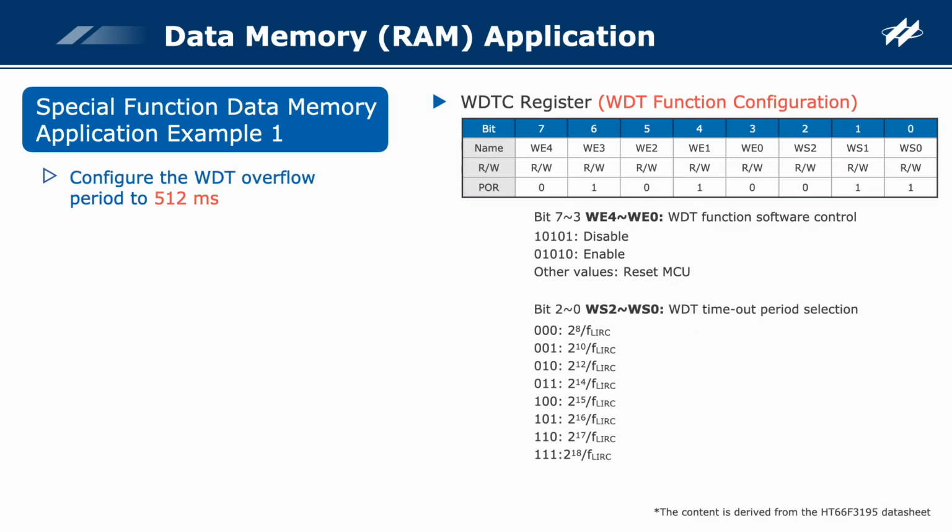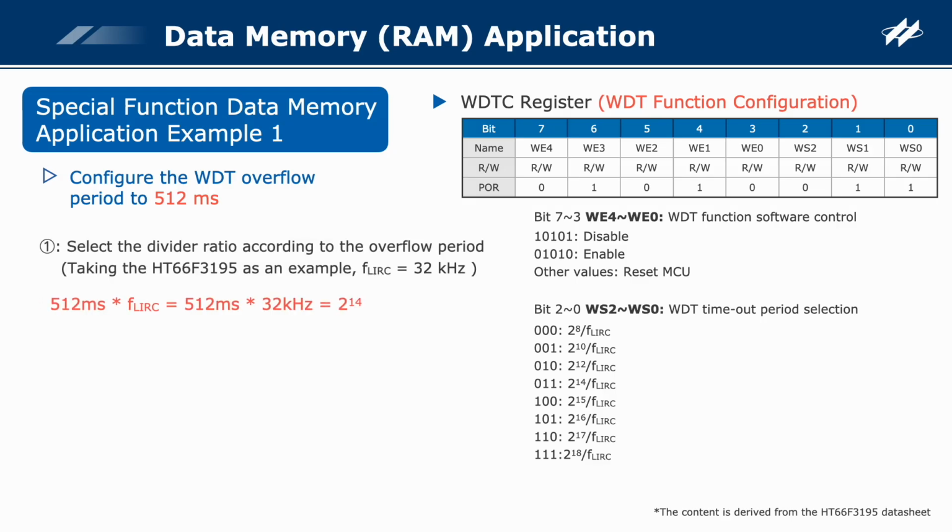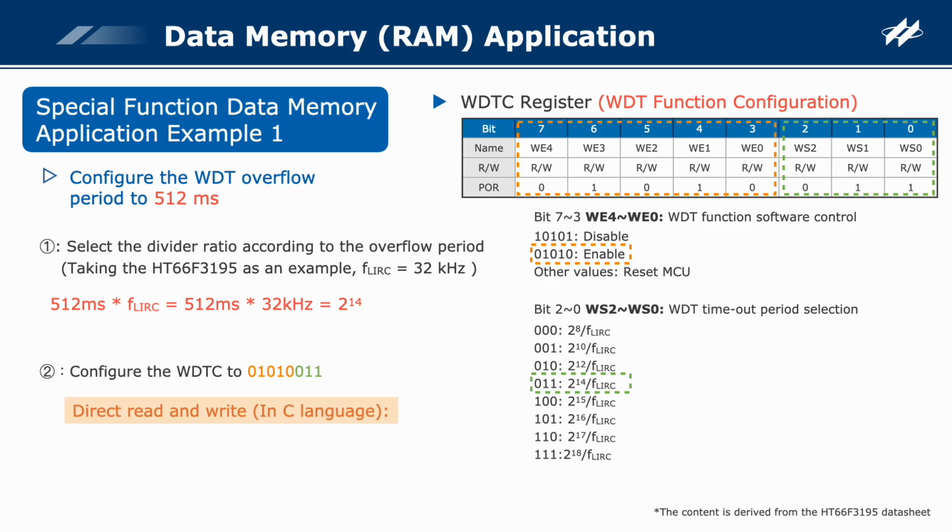Taking the HT66F3195 as an example, how to set the watchdog timer's overflow period to 512 milliseconds. The first step, select the divider ratio according to the overflow period. The second step, the WDTC register is set to 01010011 through the program. If using the direct read and write methods, just assign the value to the WDTC register.